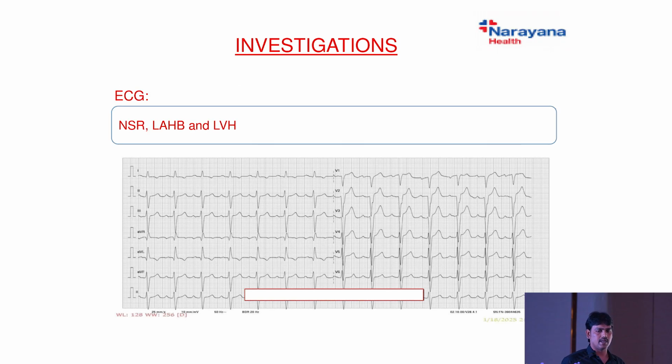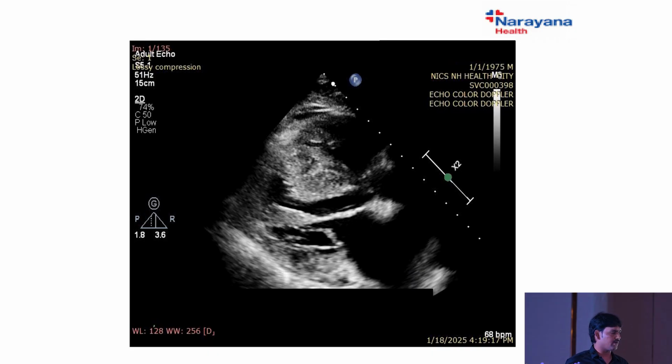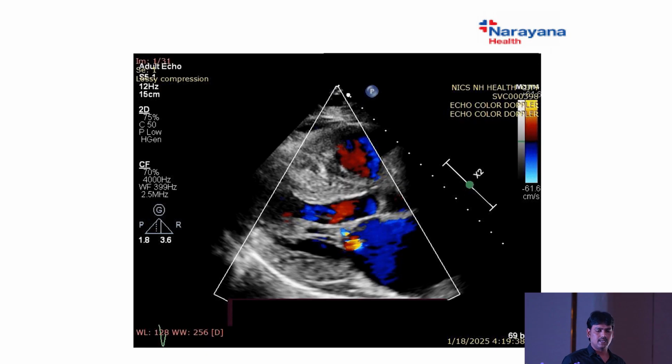Coming to investigations, the ECG showed normal sinus rhythm, left anterior hemiblock, and left ventricular hypertrophy. On baseline echocardiography, the parasternal long axis showed asymmetrical septal hypertrophy, with maximum thickness at the basal anteroseptum around 29 mm and posterior wall thickness about 14 mm. You can see some hugging ventricles at mid-level.